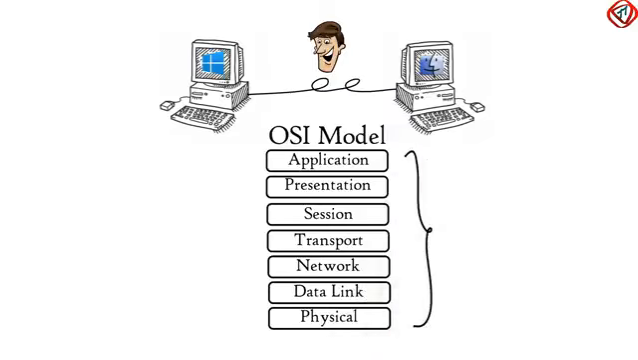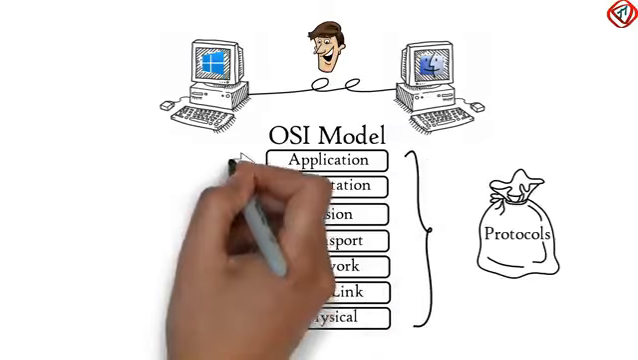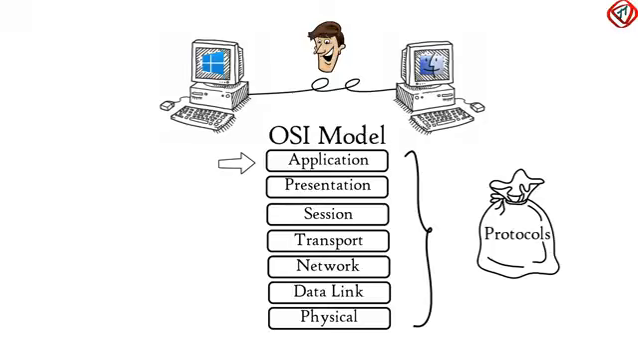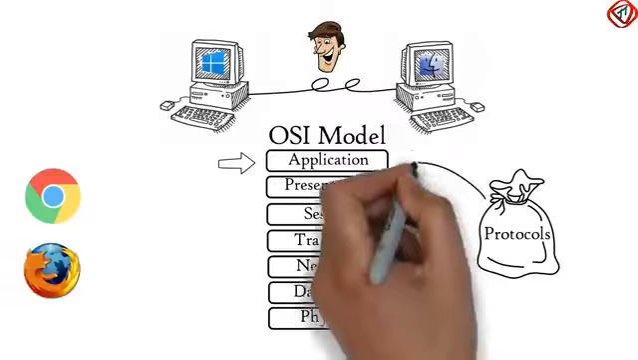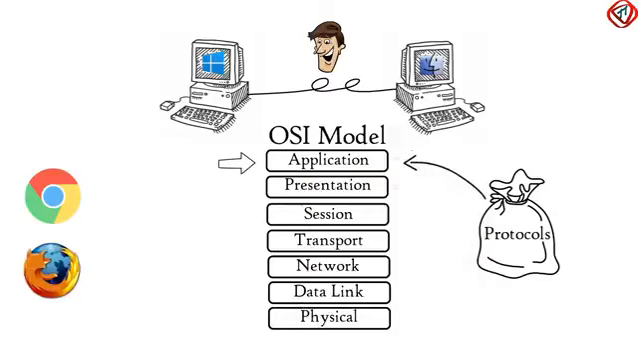Note that each layer is a package of protocols. If I say application layer, then it does not mean that it includes computer applications like Chrome, Firefox, etc. But it includes application layer protocols that are needed to make these applications work correctly in a network or internet. Let's start with the topmost layer, application layer.